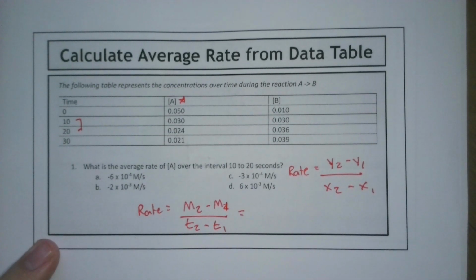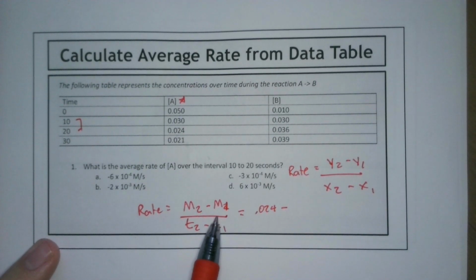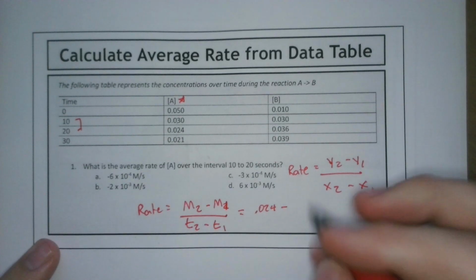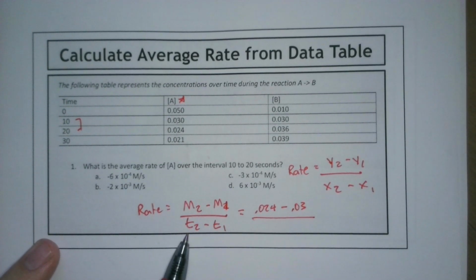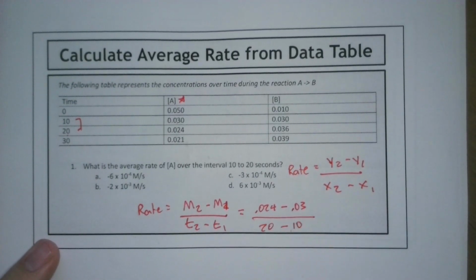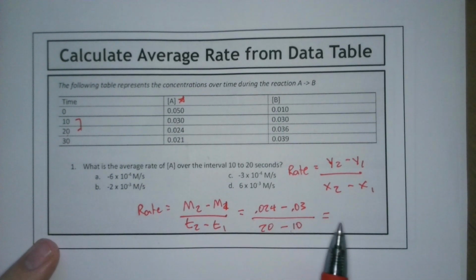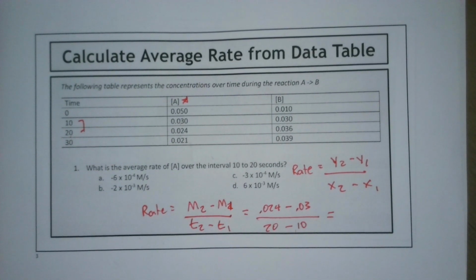Okay, you're going to your second time. So I'll just use this bottom formula because it's the same. My second molarity would be 0.024, minus molarity number 1, my starting molarity, 0.03. My times, okay, time 2 is 20 seconds, time 1 is 10 seconds. So I get this expression, 0.024 minus 0.03, divided by 20 minus 10, which is 10. So I'm going to plug that into my calculator.